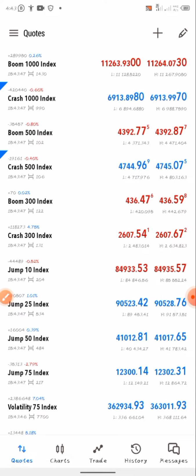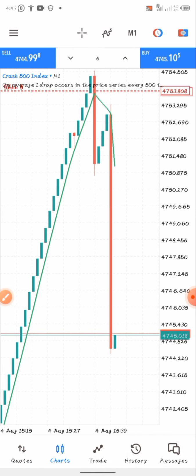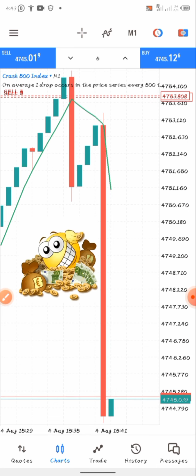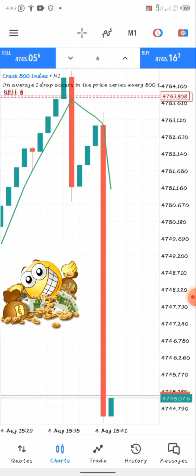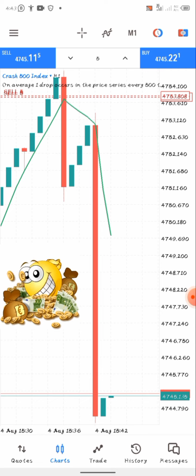Now let me quickly show you the technique I used to take the trade on Crash. I'm sure you guys love this type of content. You can see this is a crazy spike, guys. This is a crazy spike on Crash as well. You can see I'm very excited because I know this market and I am going with it.